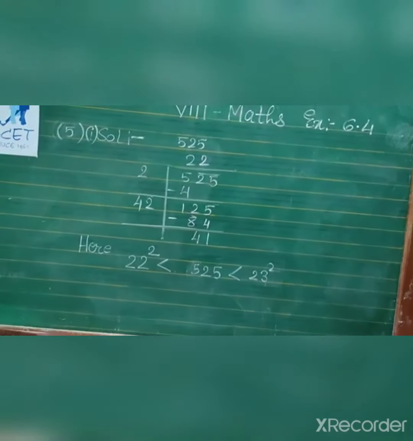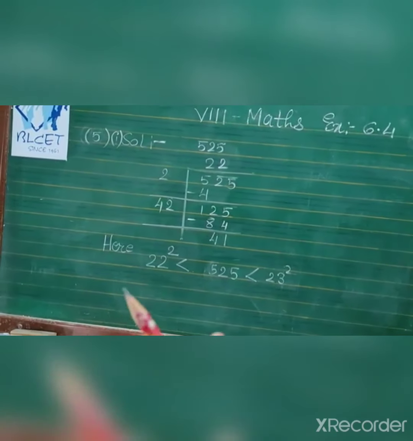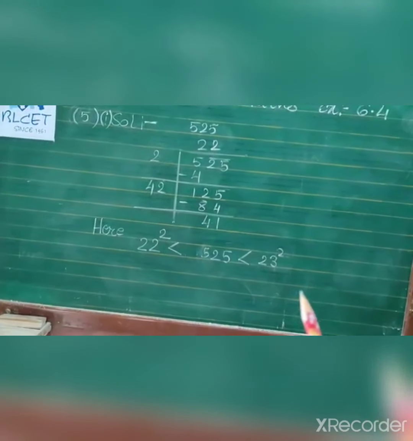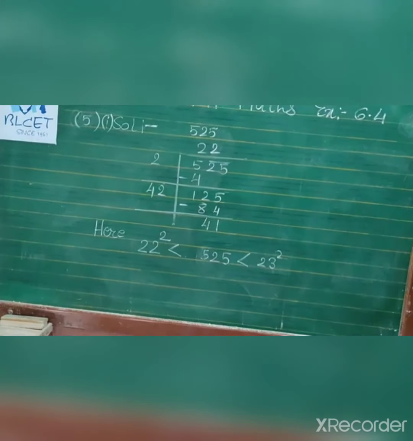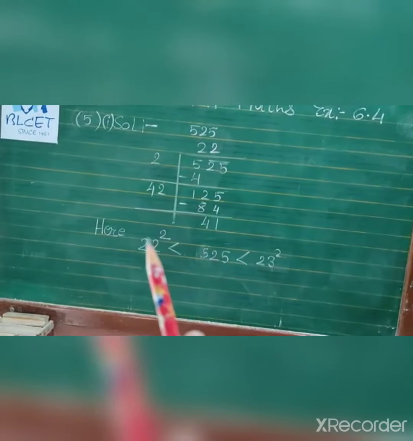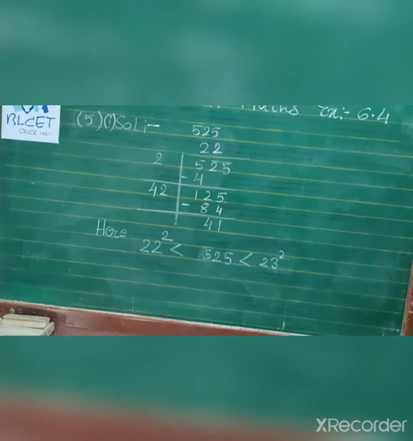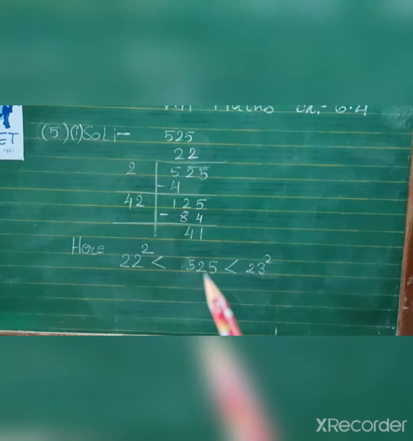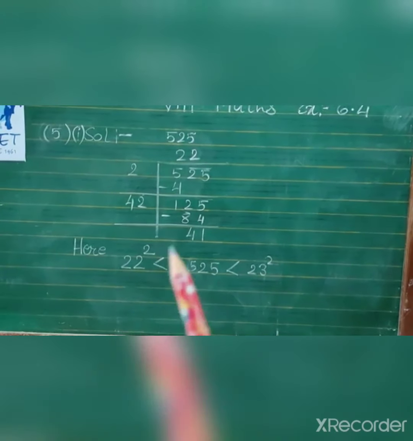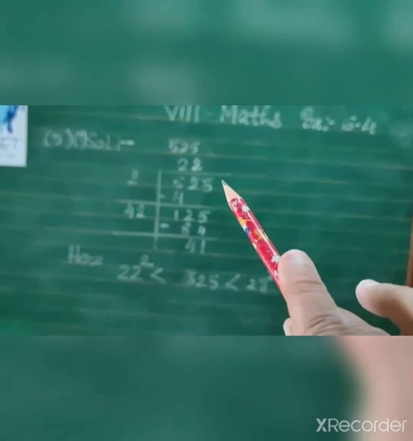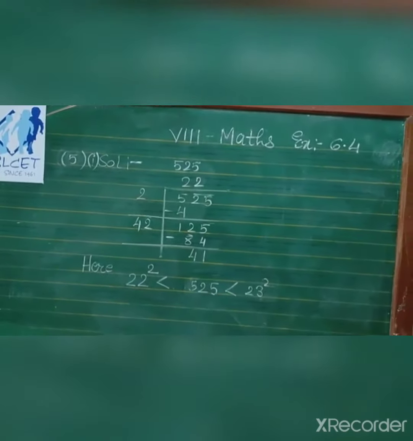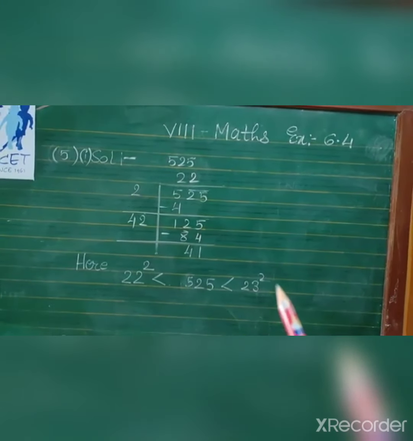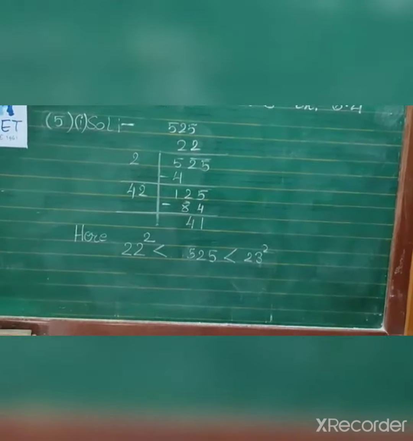Okay. That means whatever number we get for 22 into 22, and whatever number we get for 23 into 23, this number is lying between them. 525 is greater than 22 square and less than 23 square. But we can add, we can't subtract. Otherwise we could easily subtract this number from here and get a perfect square number. But for addition we proceed with the greater number, that means 23 square.